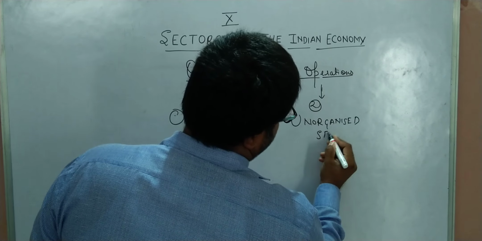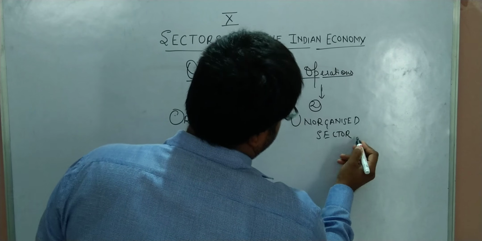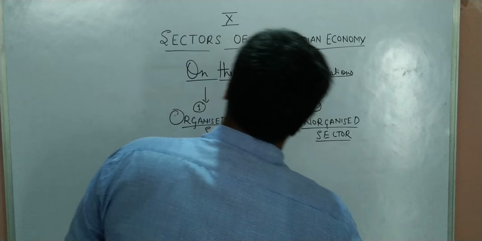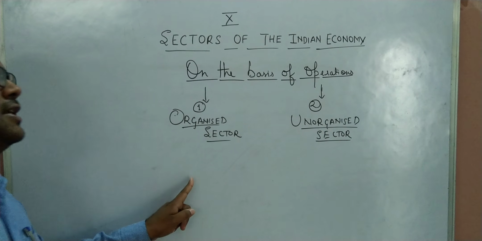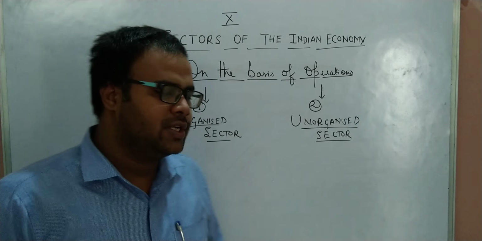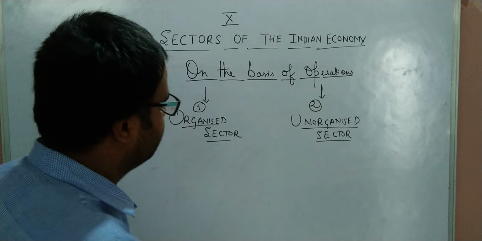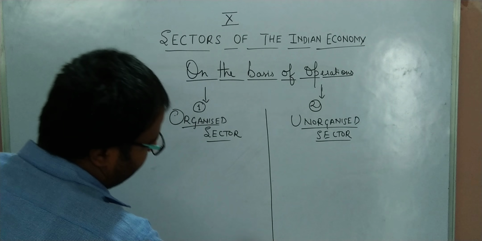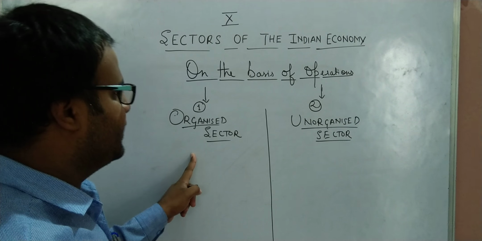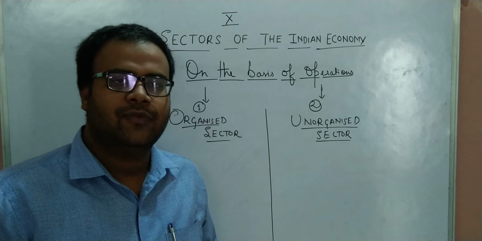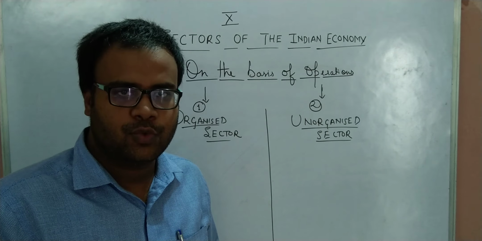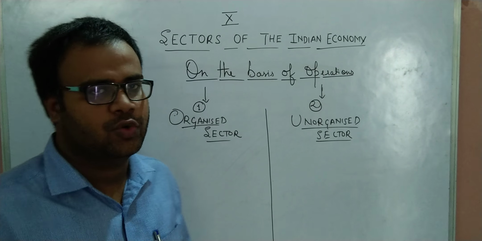Now we shall have a meaning of these two different types of sectors. We shall discuss one by one. So what is the meaning of organized sector? First of all, we are going to discuss organized sector. As the name implies, in this type of sector everything is properly regulated. All the rules and regulations are properly followed.